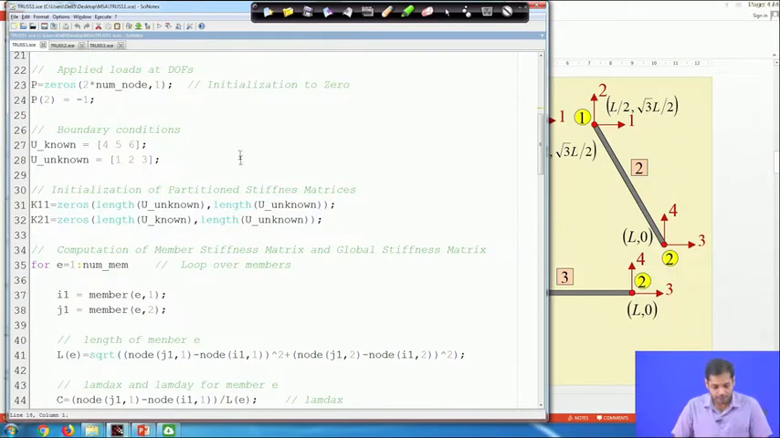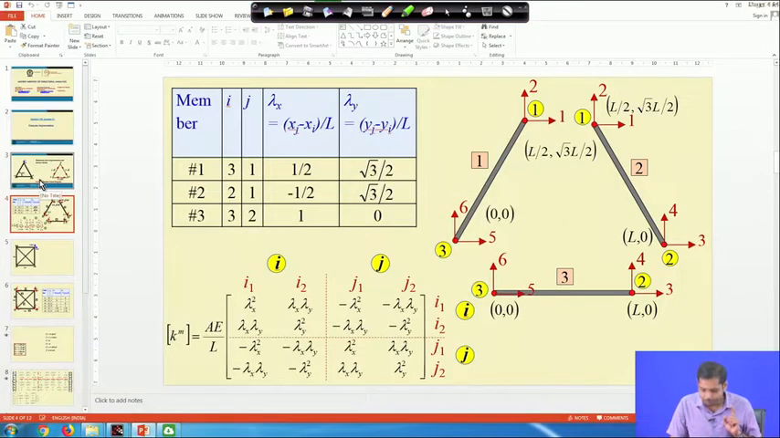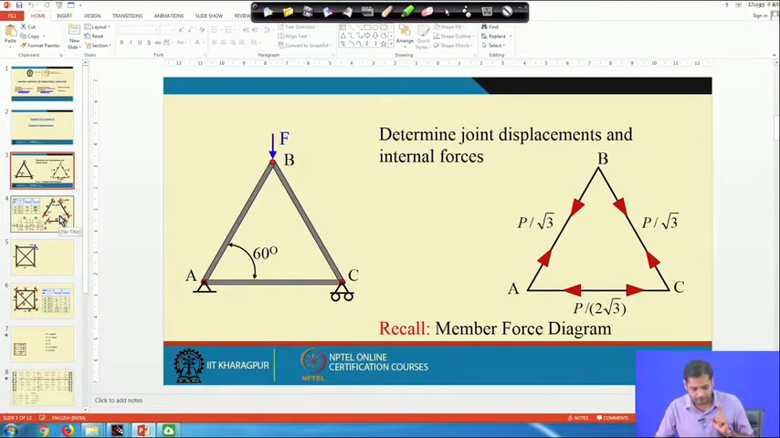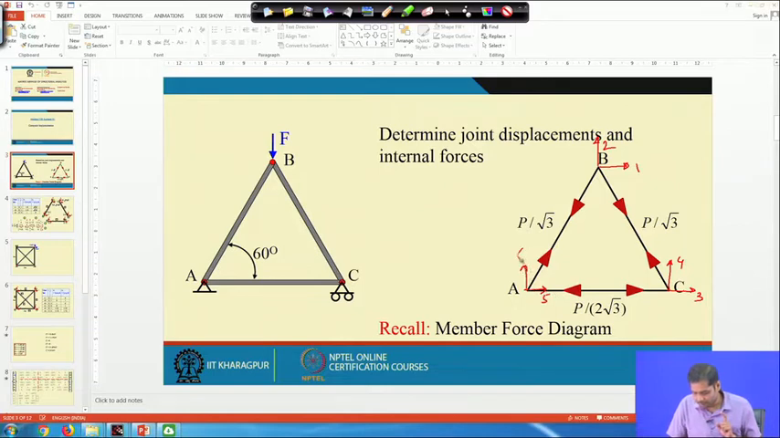Now, next is applied loads at degrees of freedom. You look at this problem. Here the degrees of freedom are like this. This is degrees of freedom 1, this is 2, and here it is 3 and it is 4, and then here we have 5 and then we have 6. So, what are the forces we have? We have force F here in this direction, so along degrees of freedom 2. So, if P is a vector, then we have all quantities at 0 and it will be minus F. Okay, and 0, 0 and so on.